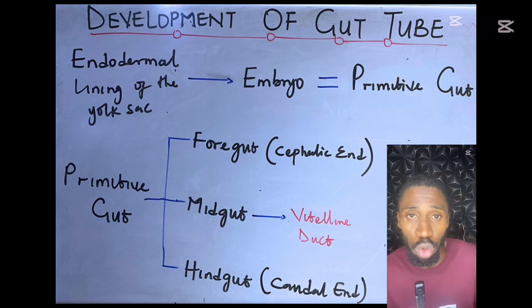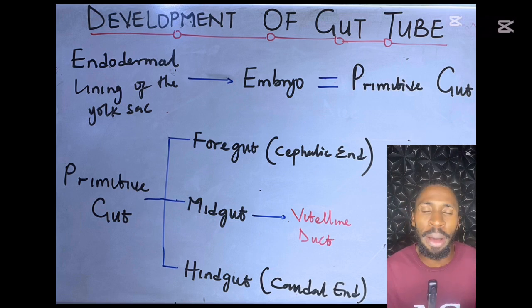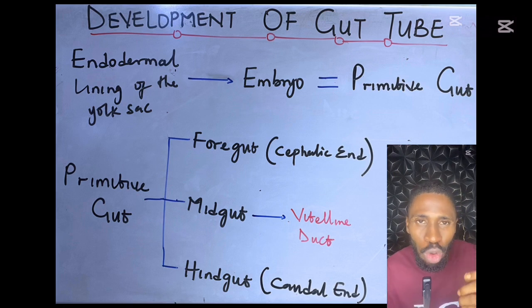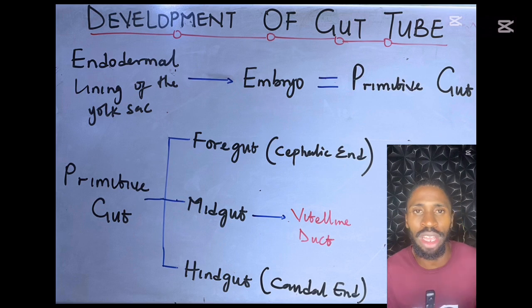But there's a part of the middle which is the midgut. So the midgut is a part of the yolk sac. It is a part of the embryo that is connected to the yolk sac.